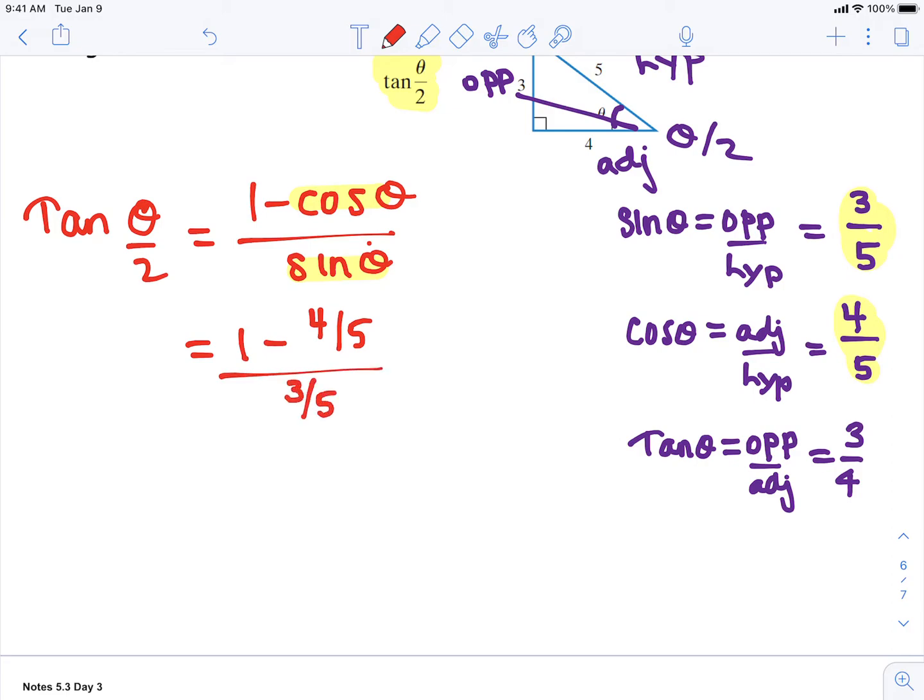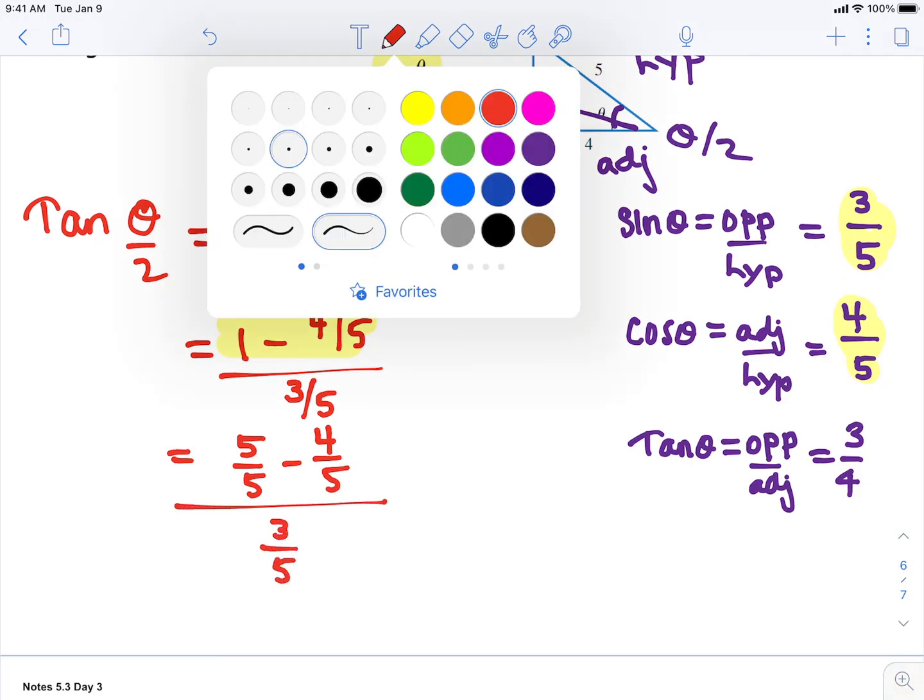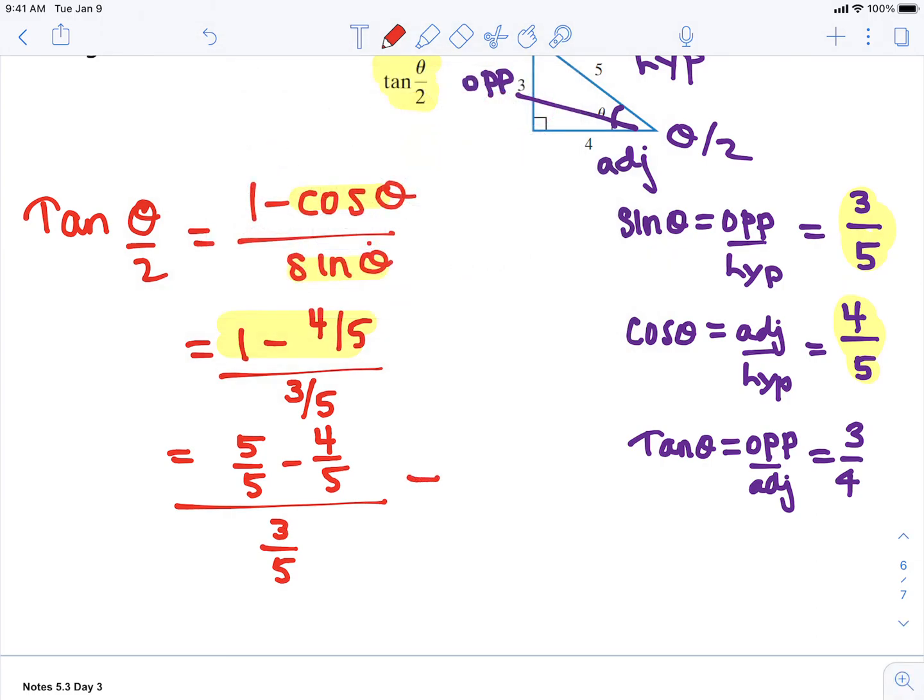The rest of the problem now is simplification. So I'm going to combine these two terms together. They're not alike, so I have to change that 1 to 5/5 so that I can combine 5/5 and 4/5 together. So then 5/5 minus 4/5 is 1/5, all over 3/5. Now I have a single fraction divided by another single fraction, so we can keep, change, flip. We keep the 1/5, change it to multiplication, and then flip that 3/5 to 5/3.